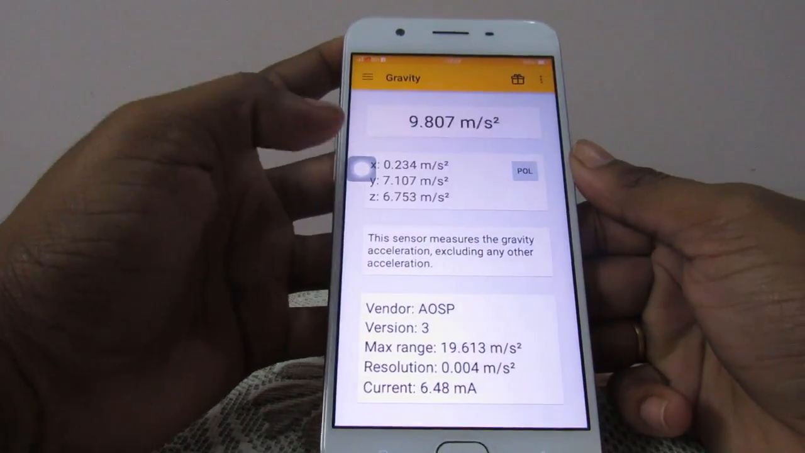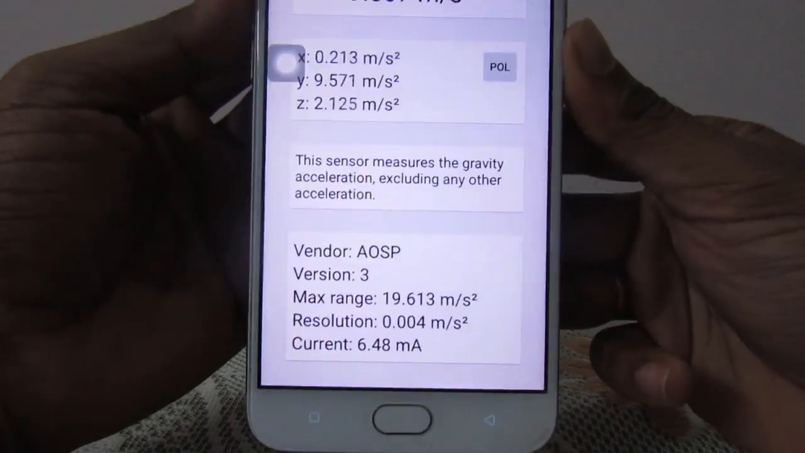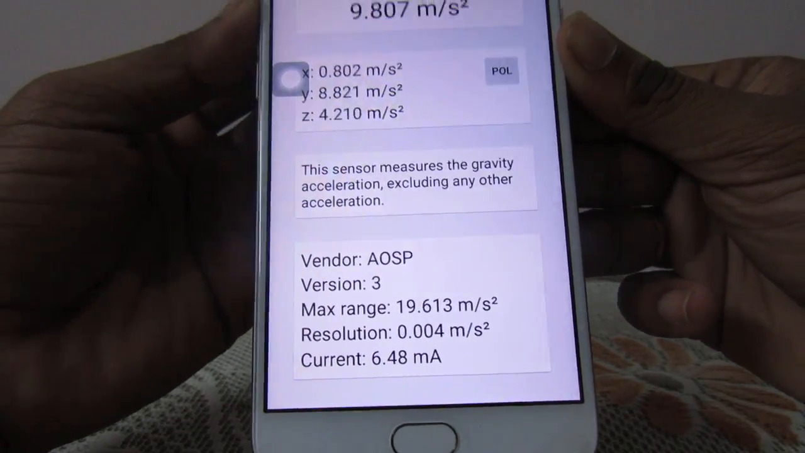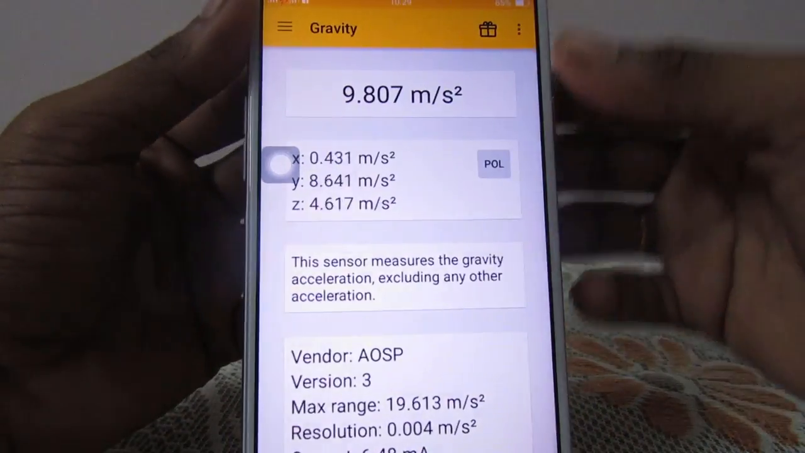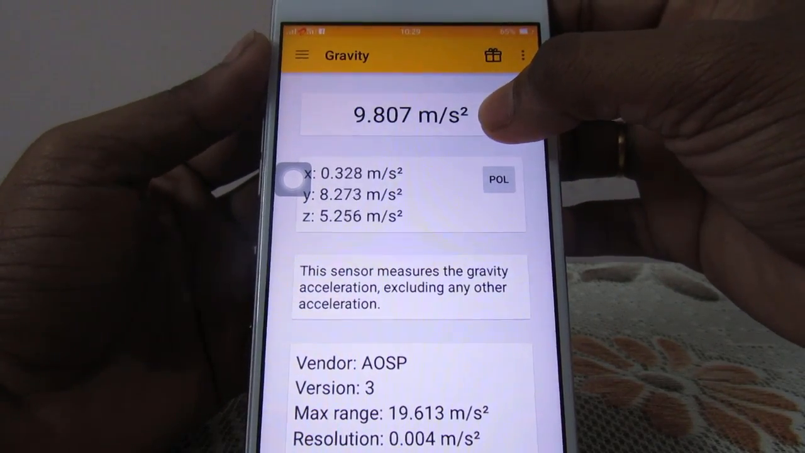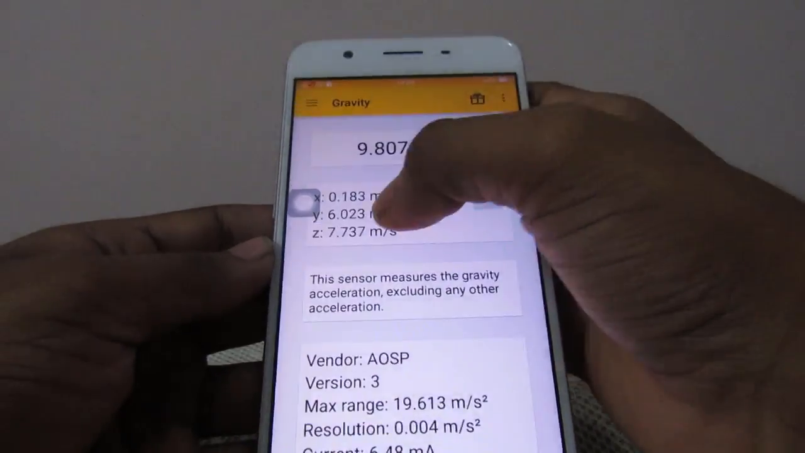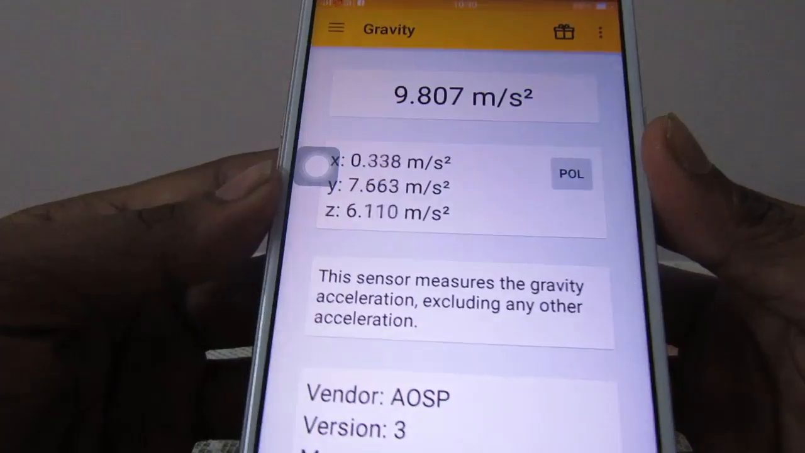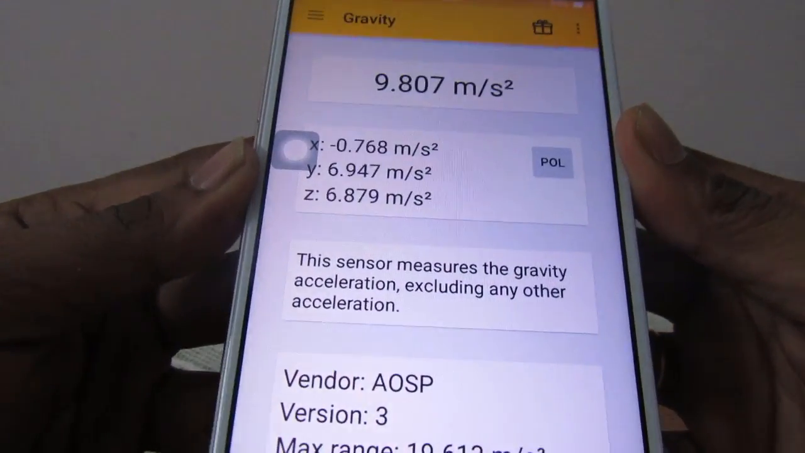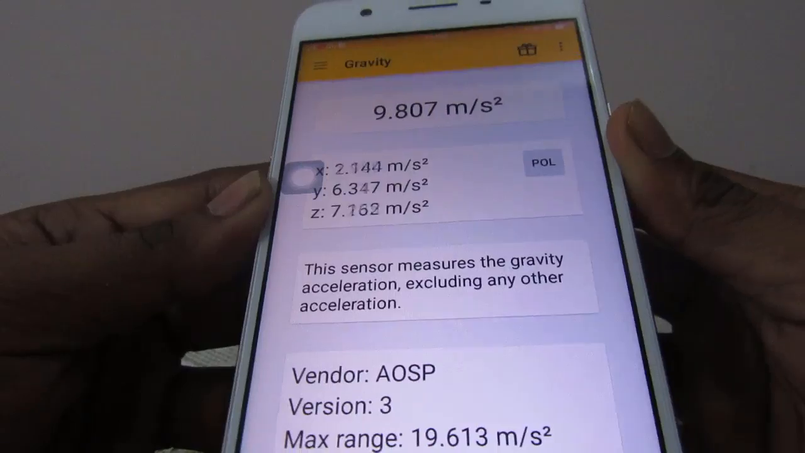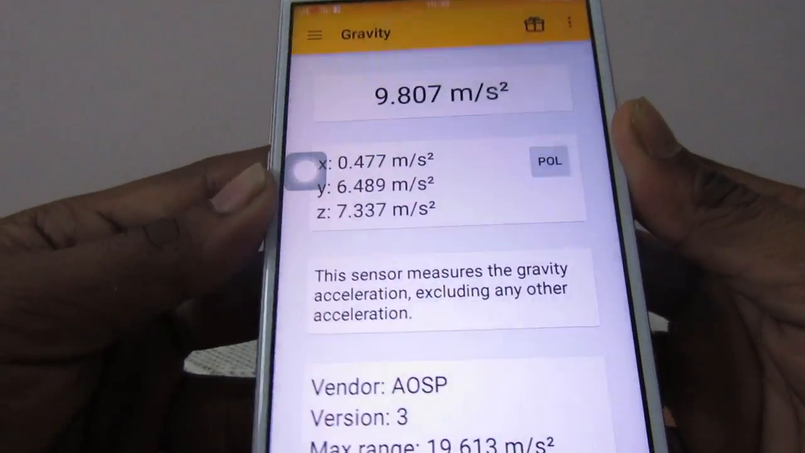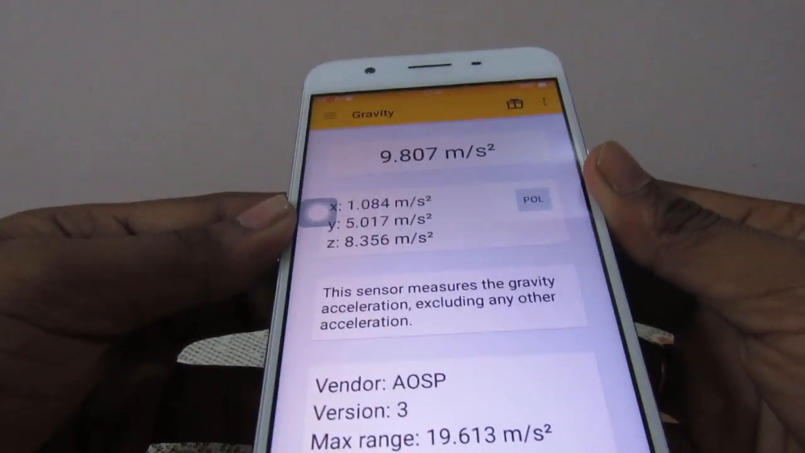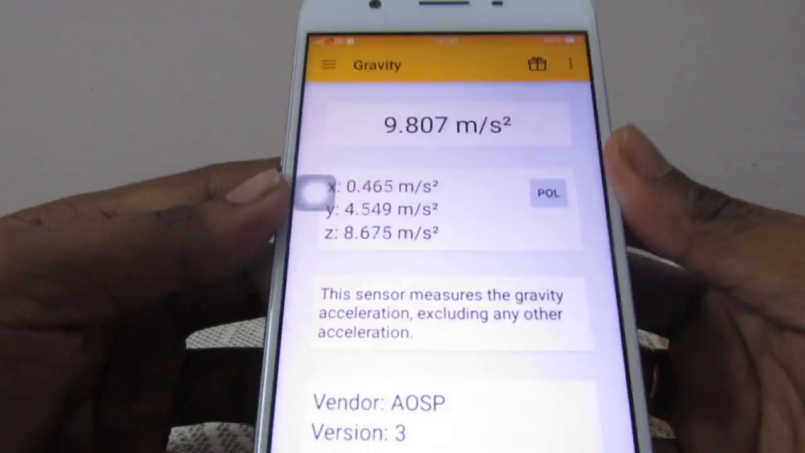Okay, the next sensor is the gravity sensor. It's a little similar to the gyroscope. This sensor measures the gravity acceleration excluding any other acceleration. The common gravity of Earth is 9.807 meters per second squared. Here we can find some values x, y, z. If the device is rotated in x, then the value of x is changed. If the device is rotated in y, the value of y is changed, and z as well. You can find the changing, meaning the speed of the device rotating in any direction it shows.